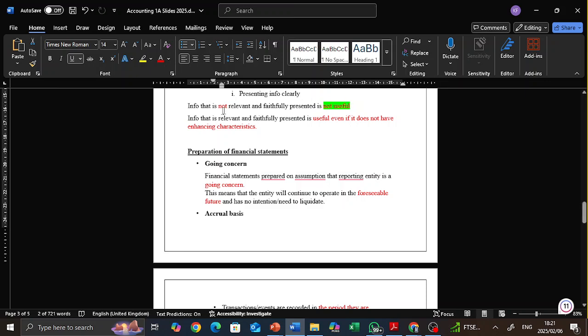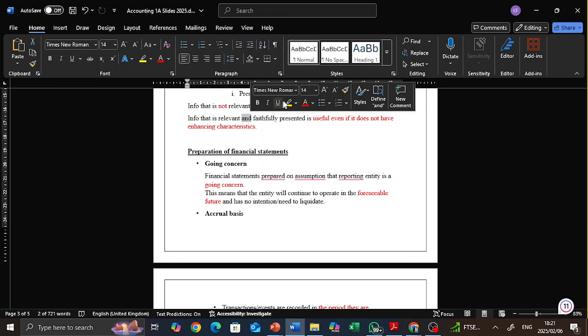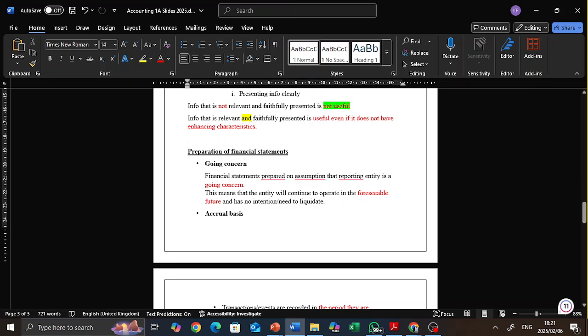Okay? Then the second bullet is information that is relevant and faithfully represented. If it's relevant but you lied and wrote the expenses as 25 million when they were only 2 million, you're a liar. It's not fundamental, right? It's not useful. They both need to be there, relevance and faithful representation, right? Info that is relevant and faithfully presented is useful, even if it doesn't have enhancing.